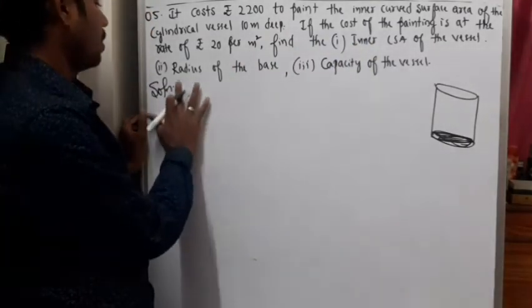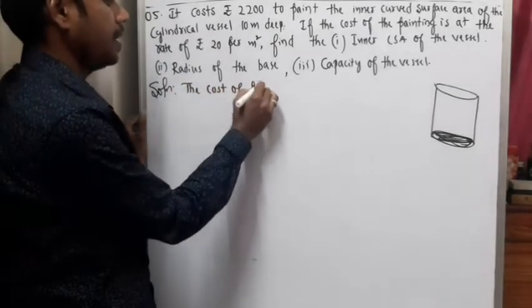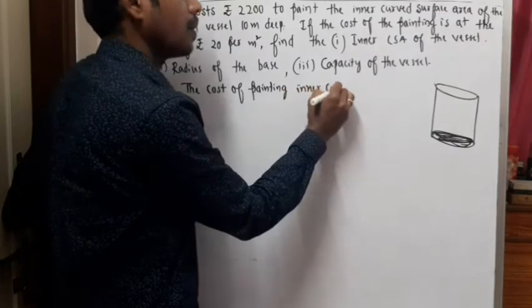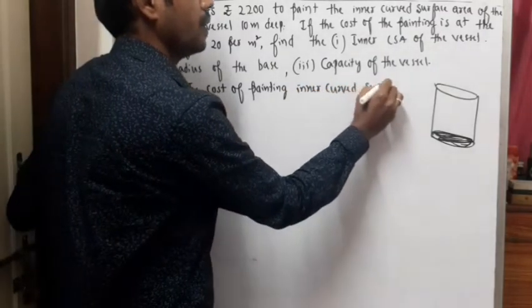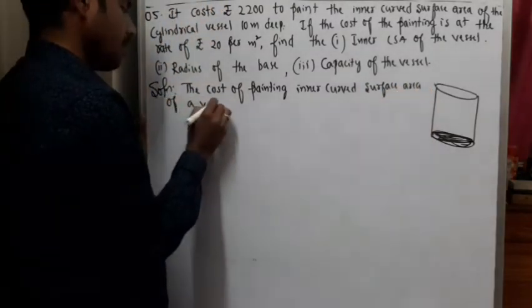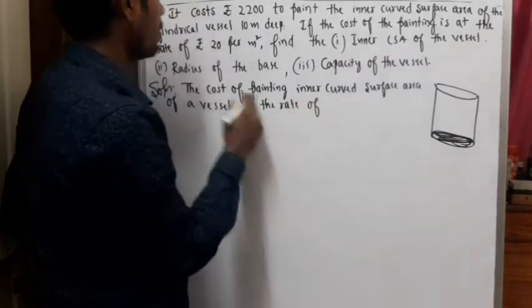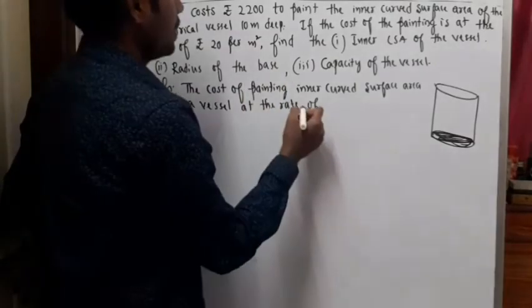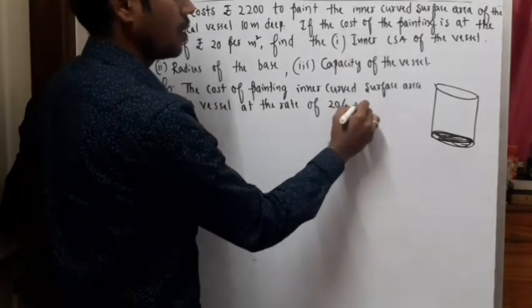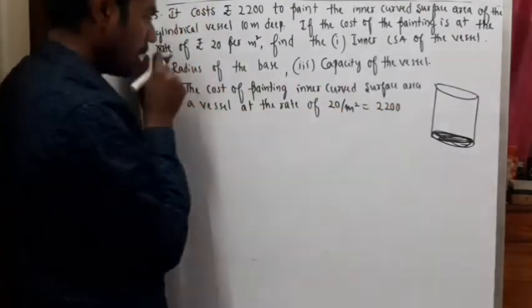So the cost of painting inner curved surface area of a vessel at the rate of what? 20 per meter square is equal to rupees 2200.